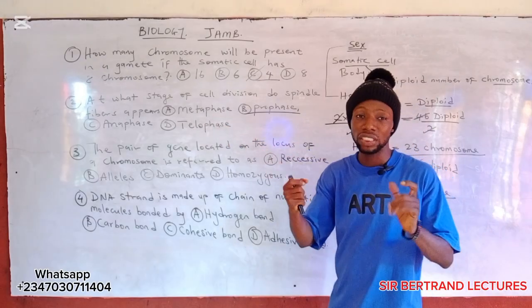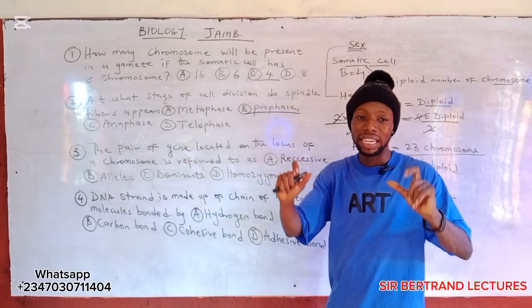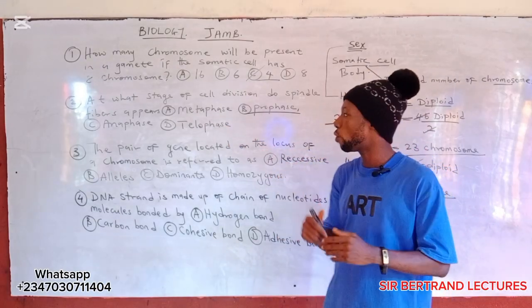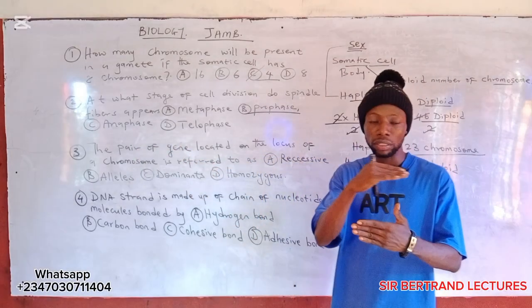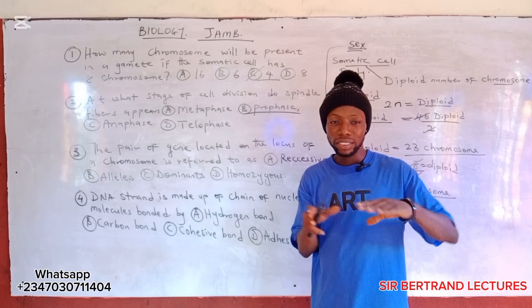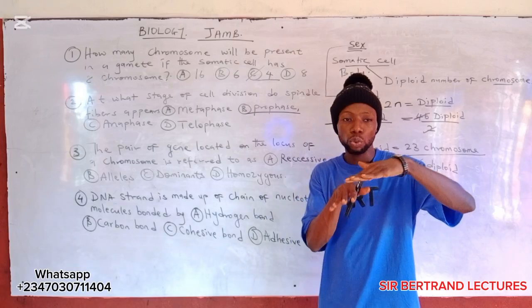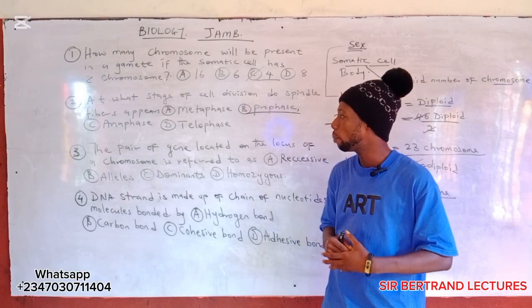Then at the metaphase stage, the chromosomes will start to align themselves at the central line, the equator. Then at the anaphase, the centromere of the chromosome will split so that the chromosomes will start to migrate towards the opposite poles.